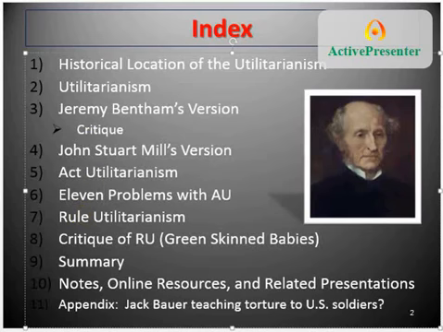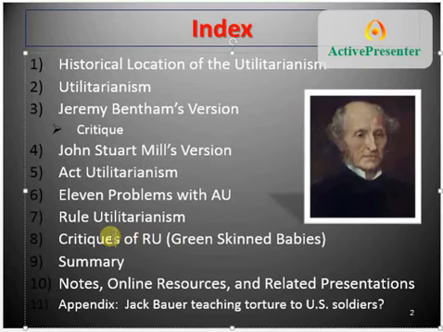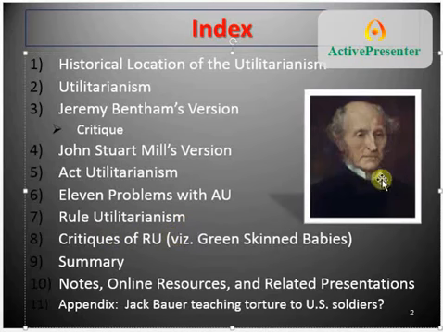Then we'll look at arguments for rule utilitarianism. Then we'll look at critiques of rule utilitarianism, namely the objection from green-skinned babies. And we will have cases for you to do. Well, actually not, since this is online.